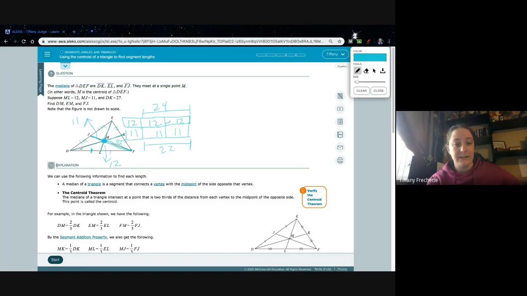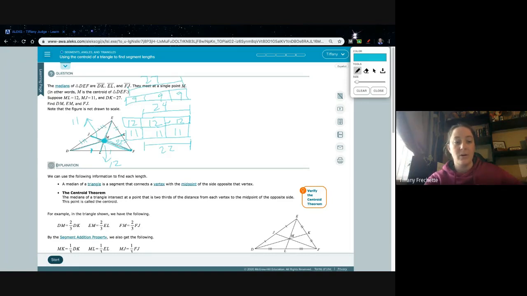And then they give me DK, which is the whole thing. So the whole thing, and I'm still working on thirds no matter what. So the whole thing is 27. Sorry, I'm writing up here in the words. The whole thing is 27. I want to divide it into 3 pieces, so 27 divided by 3 is 9.